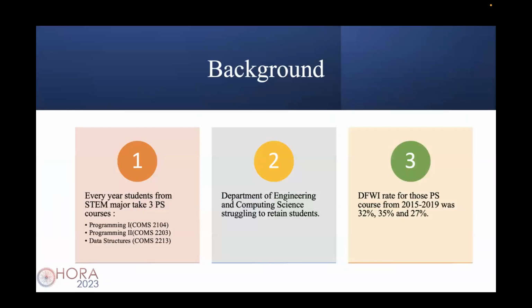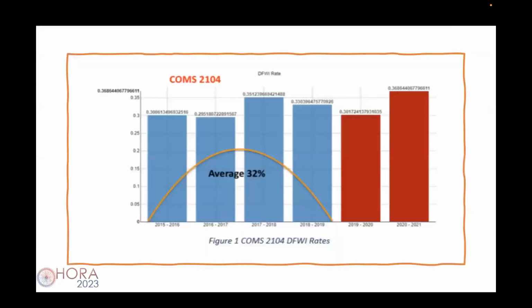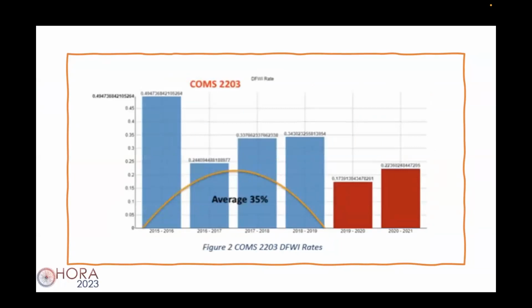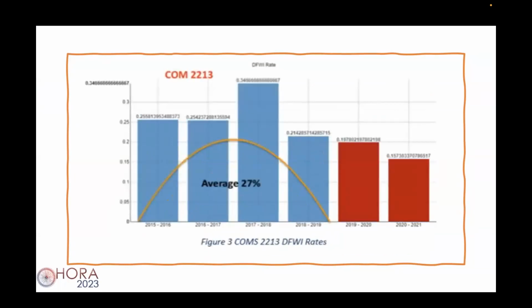So first, the background history. Every year, various students from different STEM courses at Arkansas Tech University take the three programming sequence courses: Programming 1, Programming 2, and Data Structures. And the Department of Engineering and Computing Science was struggling to retain those students. The DFW rate for those PS courses from 2015 to 2019 was 32%, 35%, and 27%. The DFW rate for Programming 1 was 32%, as shown in the figure, for Programming 2 it was 35%, and for Data Structures it was 27%.